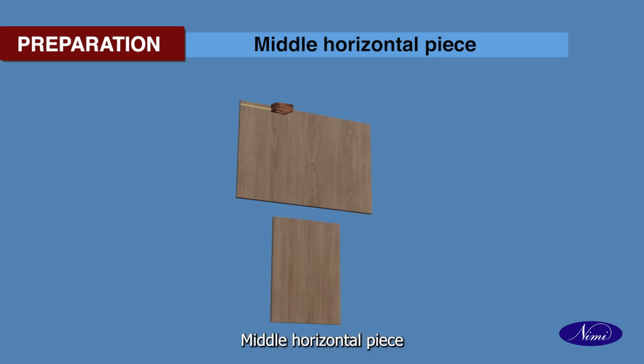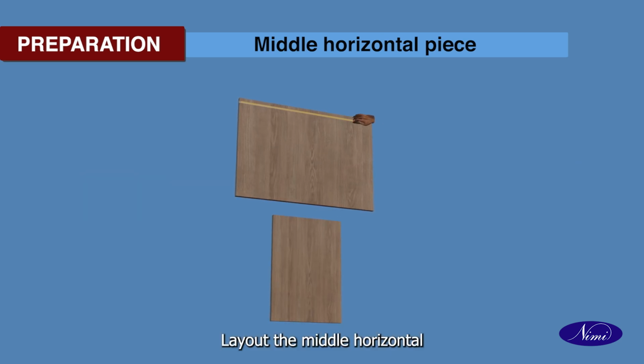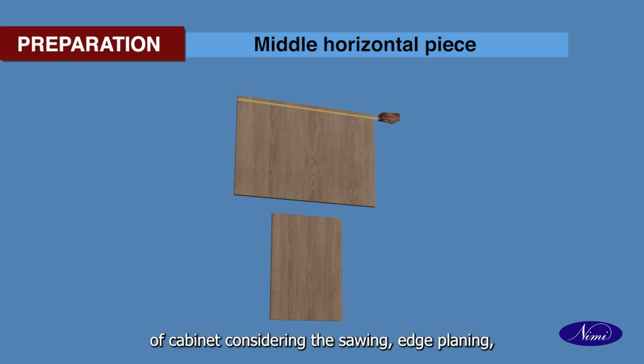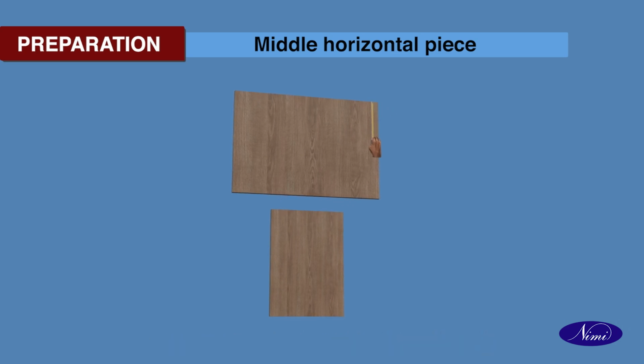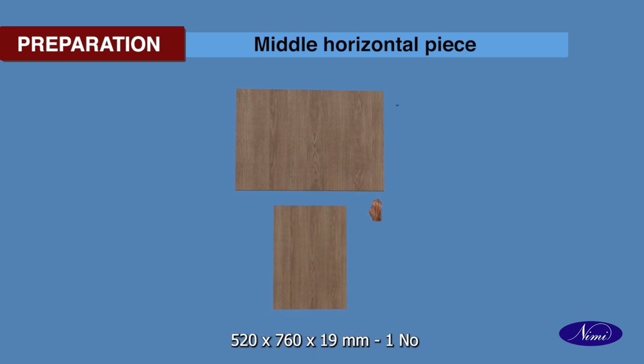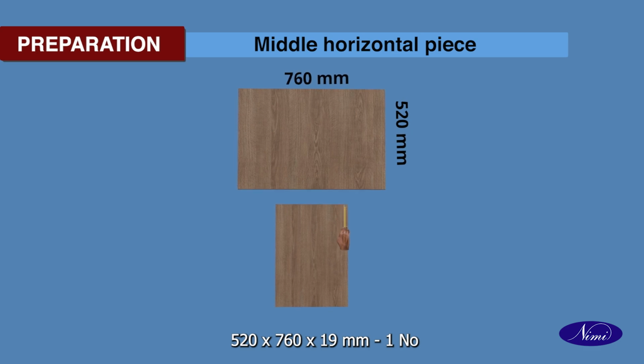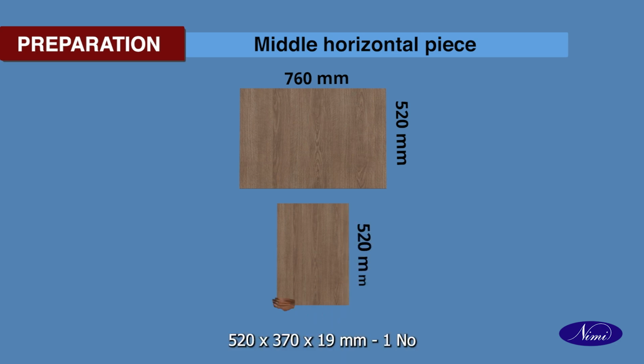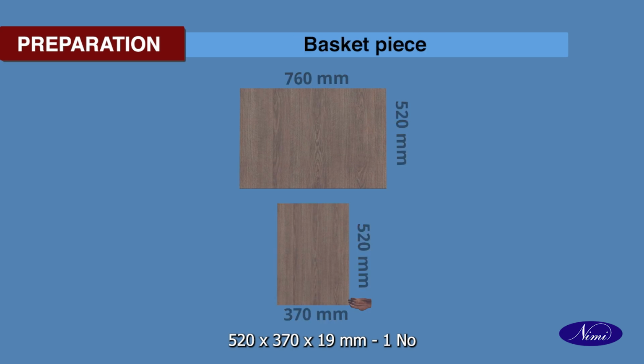Middle horizontal piece. Lay out the middle horizontal pieces of cabinet considering the sawing, edge planning, sunmaker bonding and edge bonding, tape bonding allowances. 520 into 760 into 19 mm, 1 number. 520 into 370 into 19 mm, 1 number.